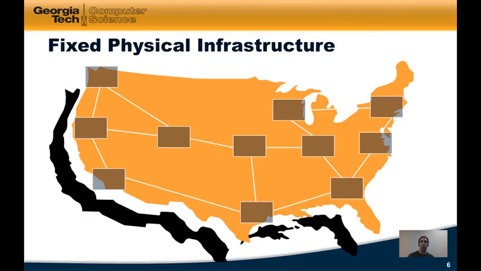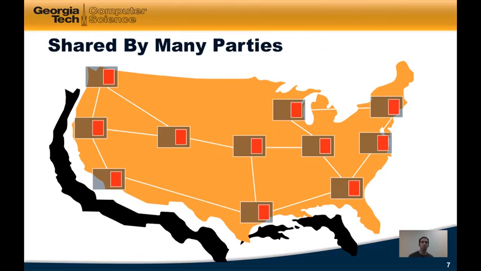So let's just look at what this might look like in terms of a few pictures. So let's assume we have a fixed physical infrastructure, and on top of that fixed physical infrastructure, the routers, links, and so forth, we might have multiple parties who want to use that fixed physical infrastructure. So we might have the red party and we might have the blue party, each of which might want access to different underlying physical network resources.